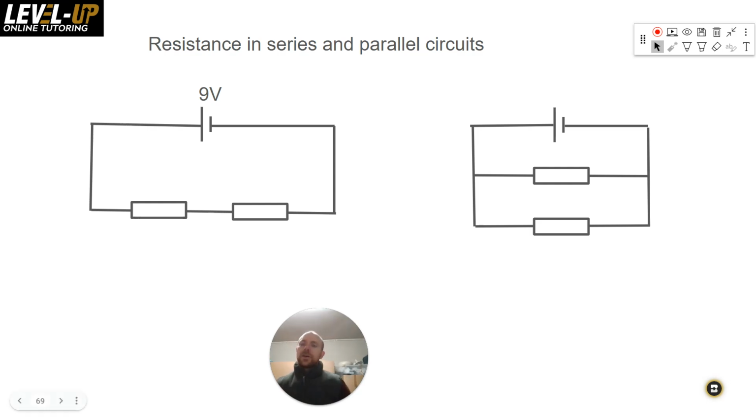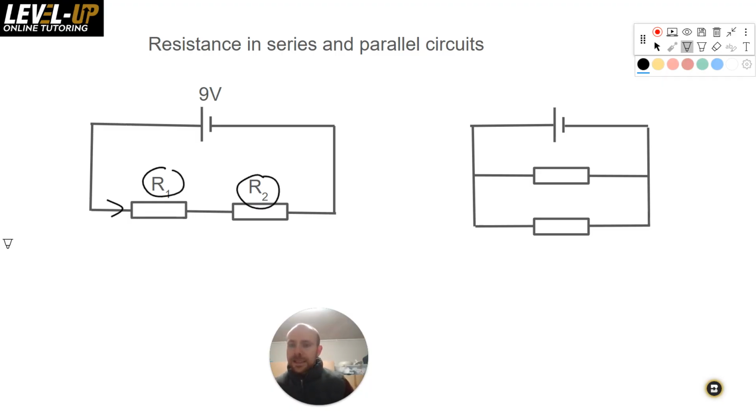Okay, the final thing we're going to look at in this video is resistances in series and parallel circuits. If you have 2 resistors in series, clearly these are in series, there's only one loop that the current could go through. All you need to do is add up those resistors.